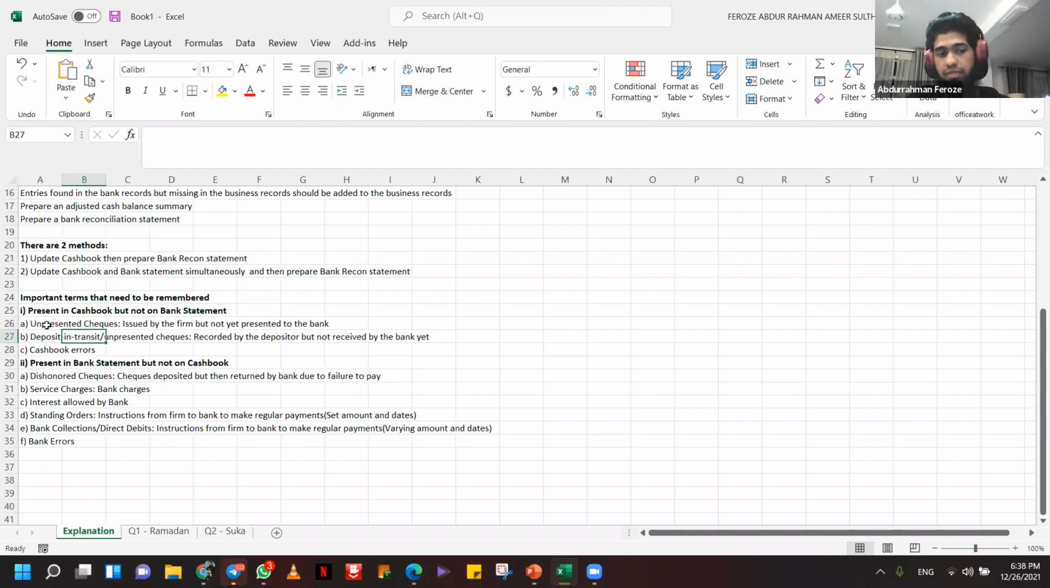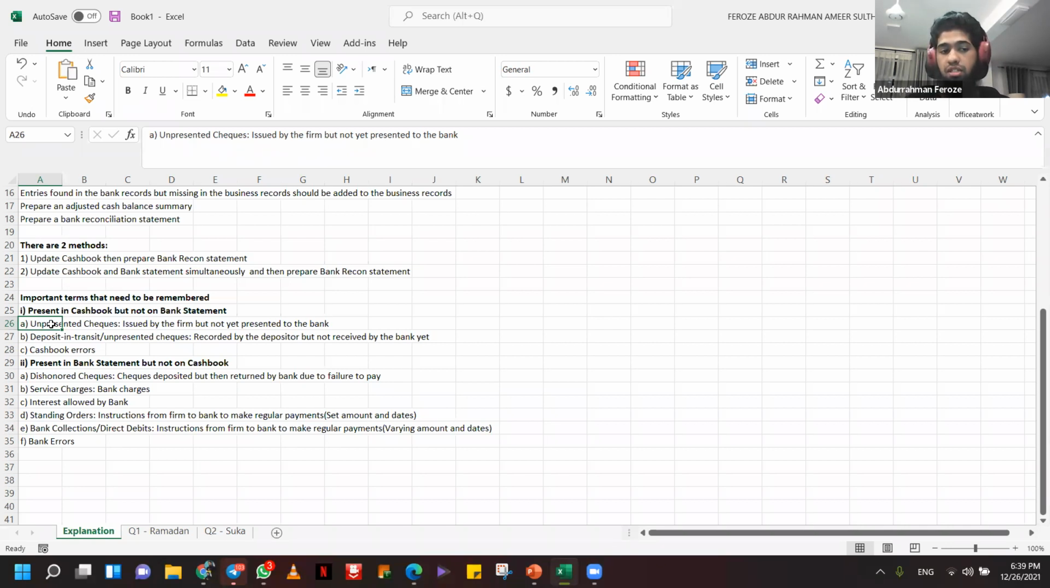The first one is unpresented checks. Unpresented checks are payments that the company wants to make. Like let's say there's a company A who wants to make a payment to company B. So the company has given the check to company B to pay, but company B has not yet sent it to the bank. So the money from company A to company B has not yet been transferred according to their bank, right? But company A, as soon as they handed over the check to company B, recorded it as paid. So that amount has been recorded on the cash book, but not on the bank yet, because the check has not been entered into the bank's system yet, right? So this will be there on the cash book, but not on the bank statement.